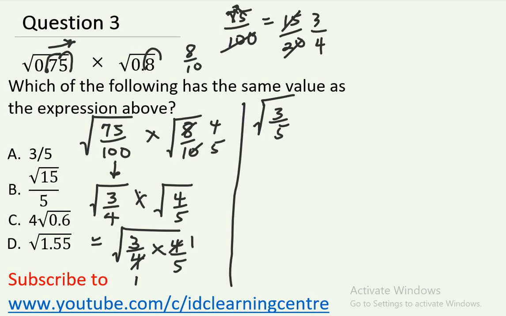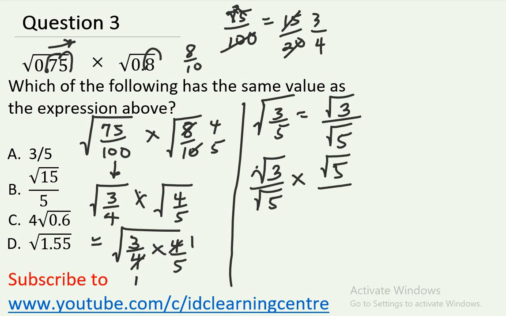A radical is not allowed in the denominator of a fraction. So we can't allow this as our answer. So we need to rationalize it by multiplying the numerator and the denominator by the same radical that we are trying to rationalize. So this is same as root 3 out of root 5. Okay, so I'll simply multiply root 3 out of root 5 by the denominator, which is root 5. So we have root 5 out of root 5.